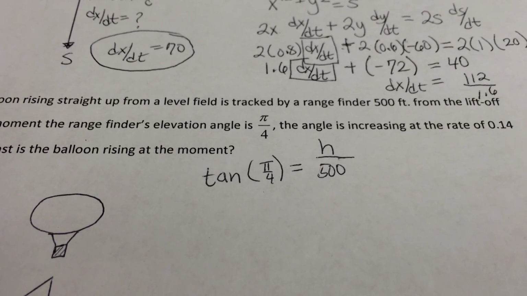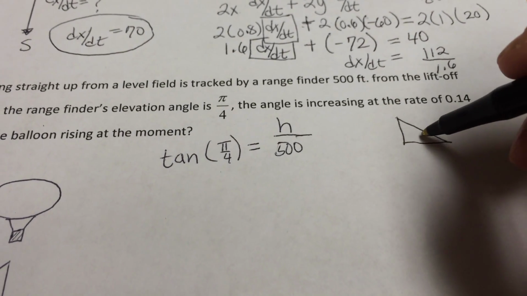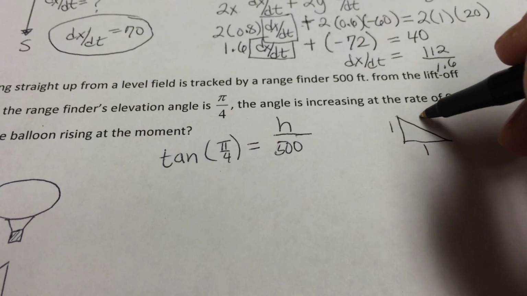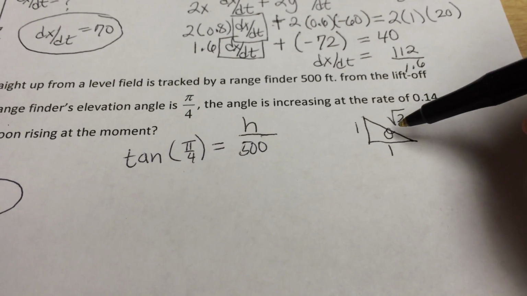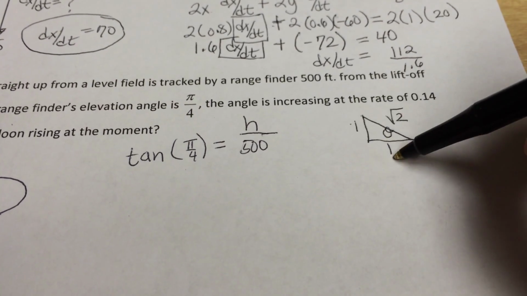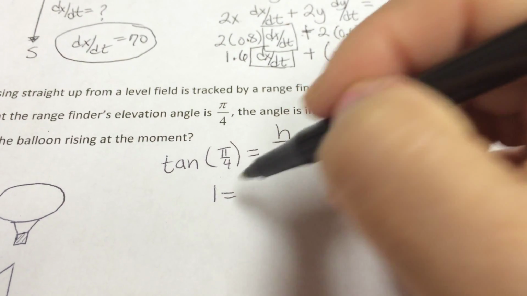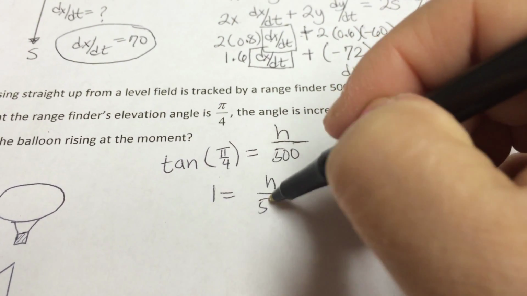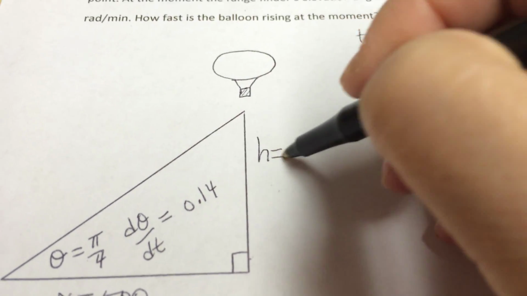Let's do a special triangle, pi over 4. So pi over 4 is 1, 1, square root of 2. So theta right there, and tangent is going to be opposite over adjacent. So all of that is actually 1 right there. So it's going to be 1 equals h over 500. So h is obviously equal to 500. Okay, great. So we know h is equal to 500.